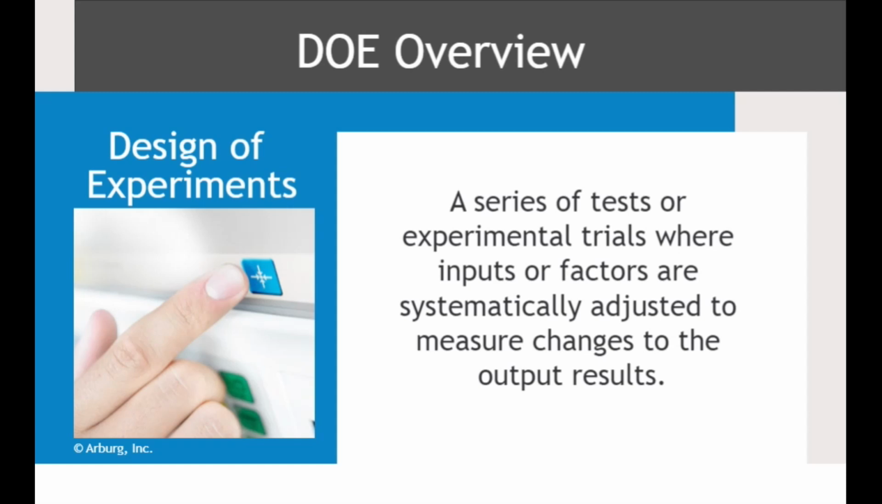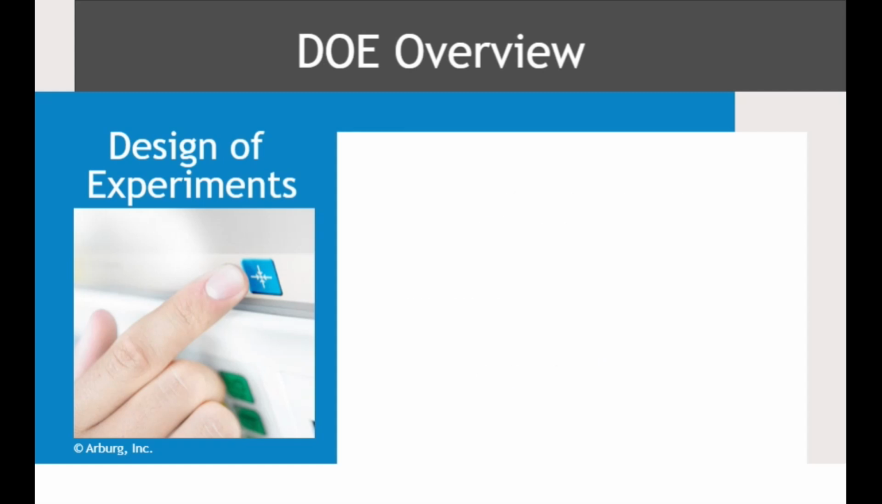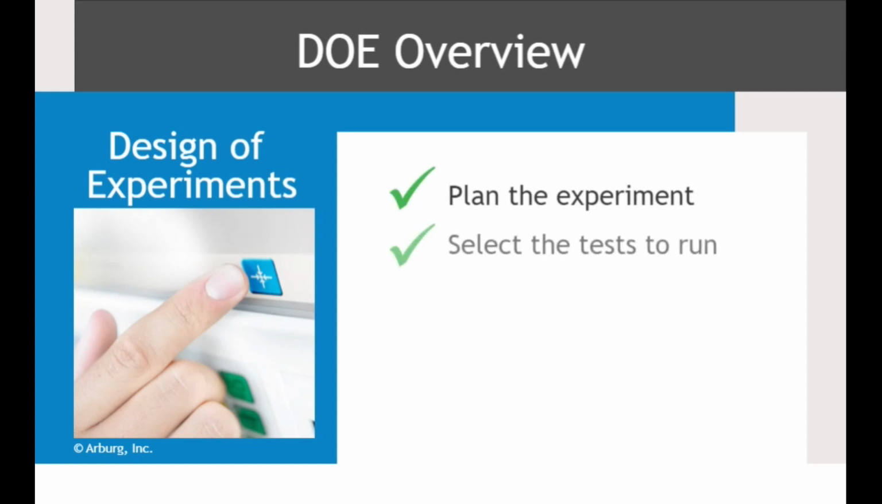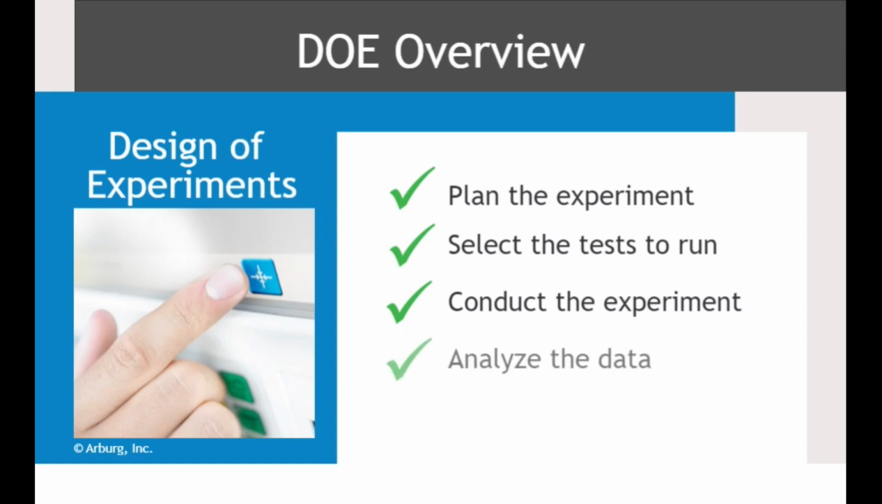In the injection molding industry, DOE, or design of experiments, is a series of tests or experimental trials where inputs or factors are systematically adjusted to measure changes to the output results. There are 5 primary stages for conducting a designed experiment. These are planning, selecting the tests to run, conducting the experiment, analyzing the data, and then confirming the results. Let's review the steps and discuss the important questions and issues for each one.